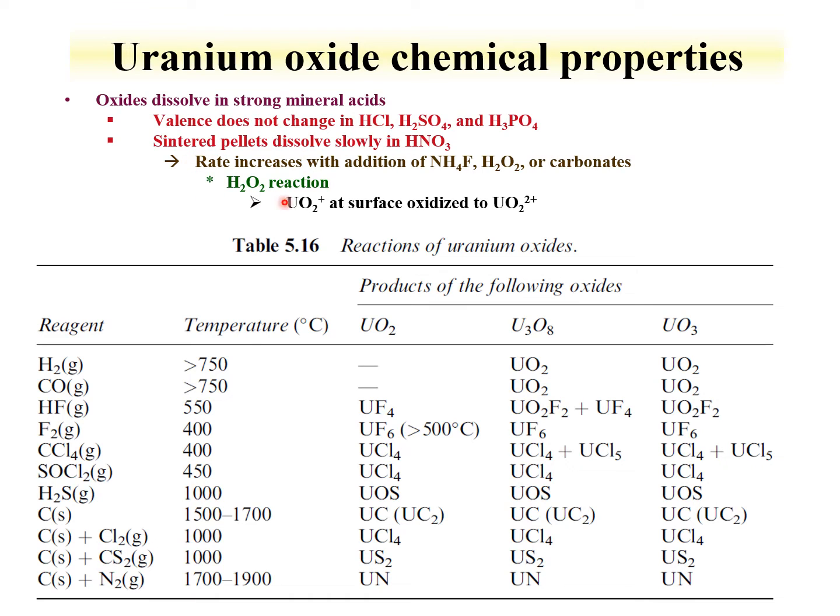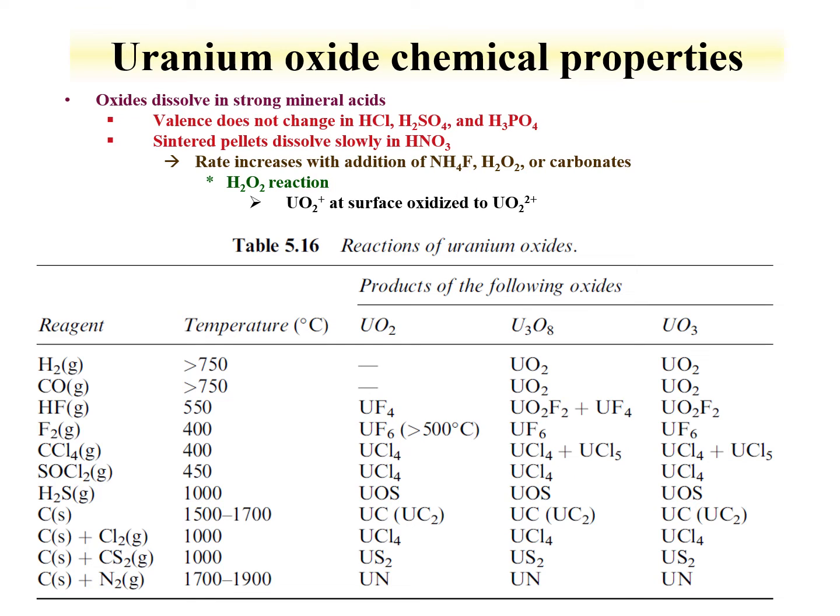If you have sintered UO2 pellets, you can increase the rate of dissolution with the addition of some reactants that will help drive the dissolution. For instance, peroxide will help oxidize uranium at the surface to the more soluble uranyl form.